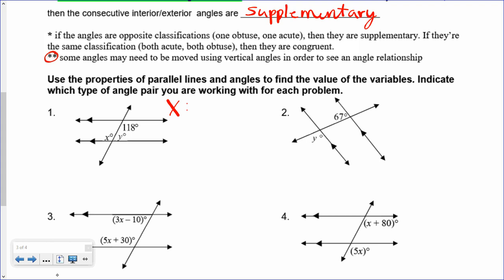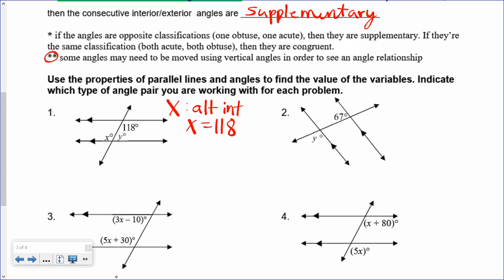Okay. All right, so for angle X, the first thing I want you guys to do is figure out what's the angle relationship. So ignore Y. I just have the X and the 118. They're alternate interior. So what I want you guys to do is write down what the angle relationship is first. Now, what do I know about the measures of alternate interior angles? They're congruent. So if I know this is 118, what's the measure of X? 118. Good. Okay, we got X.